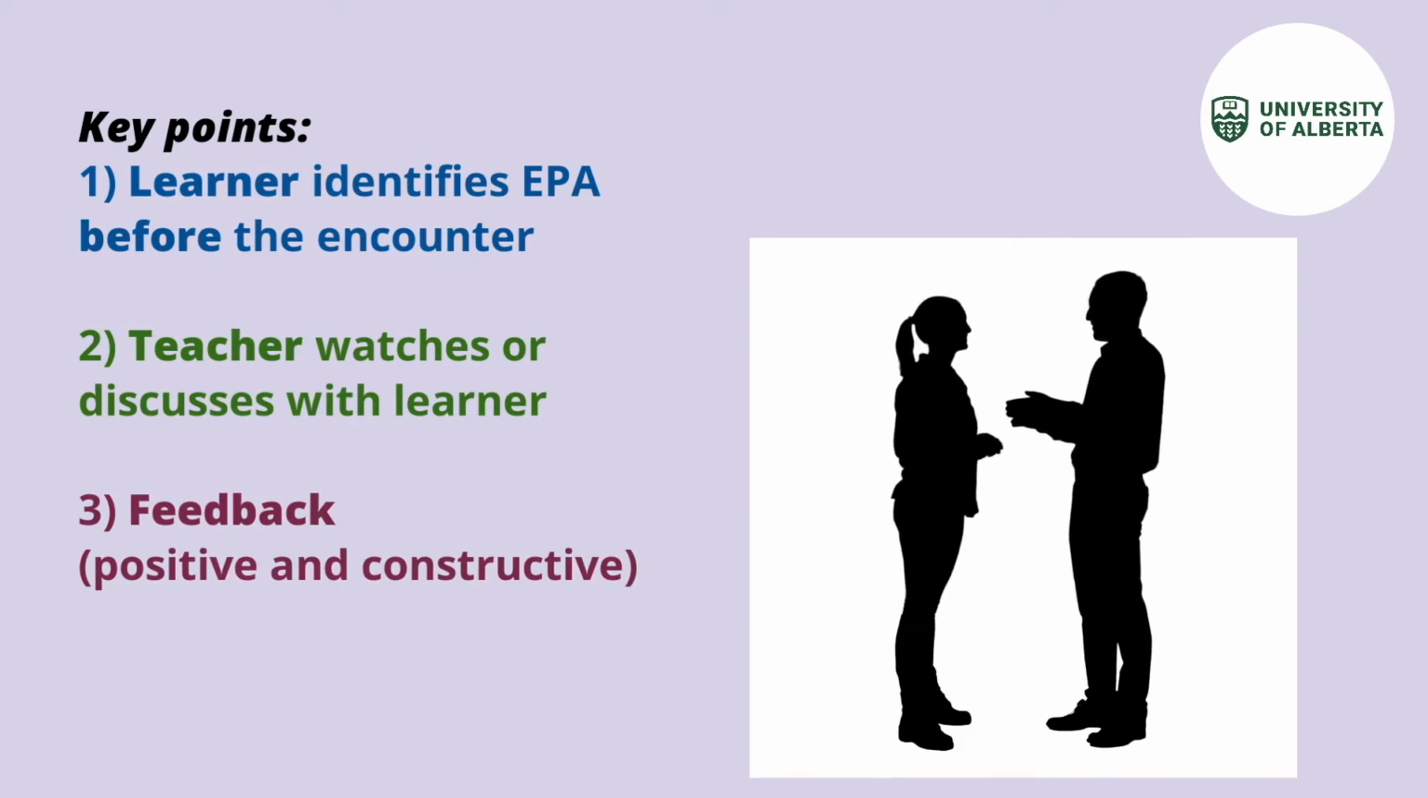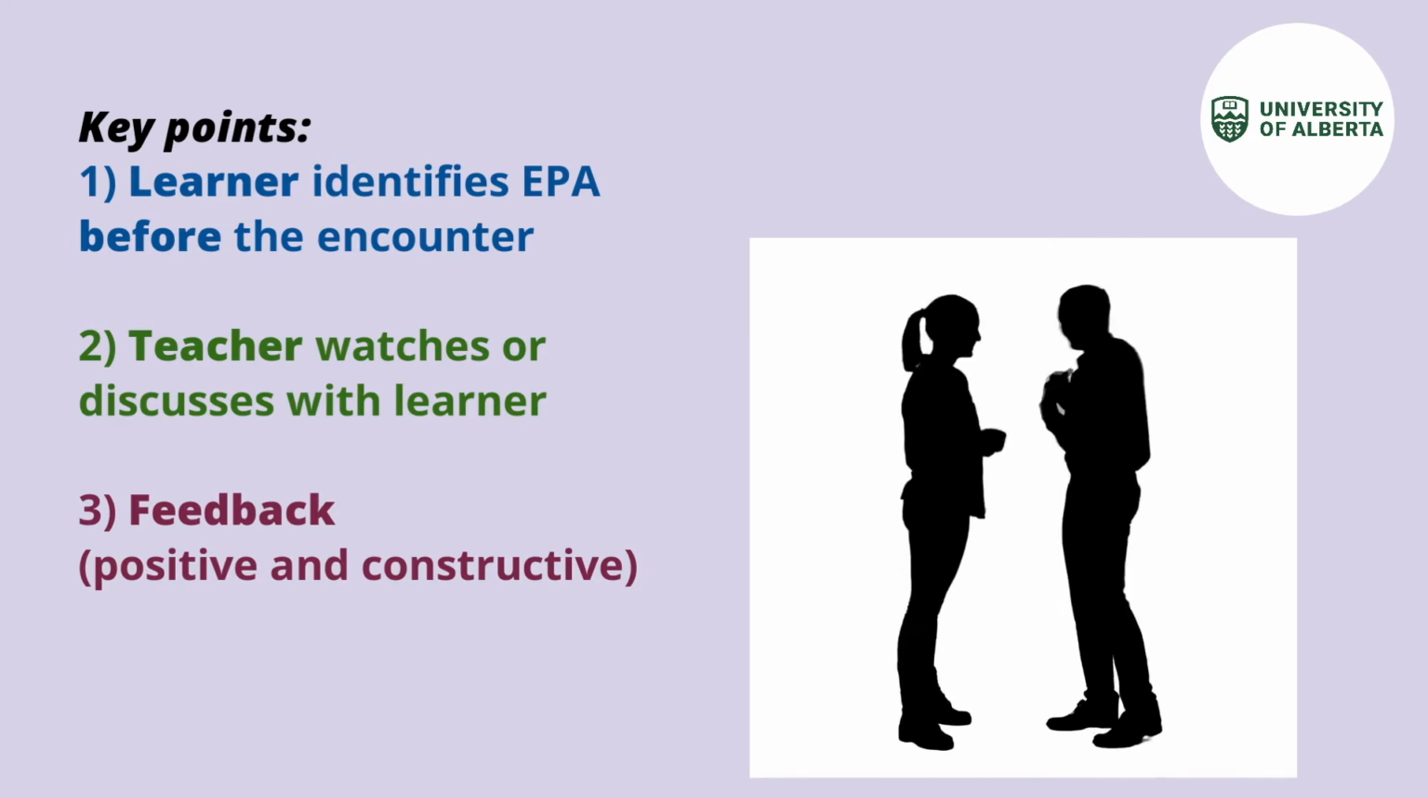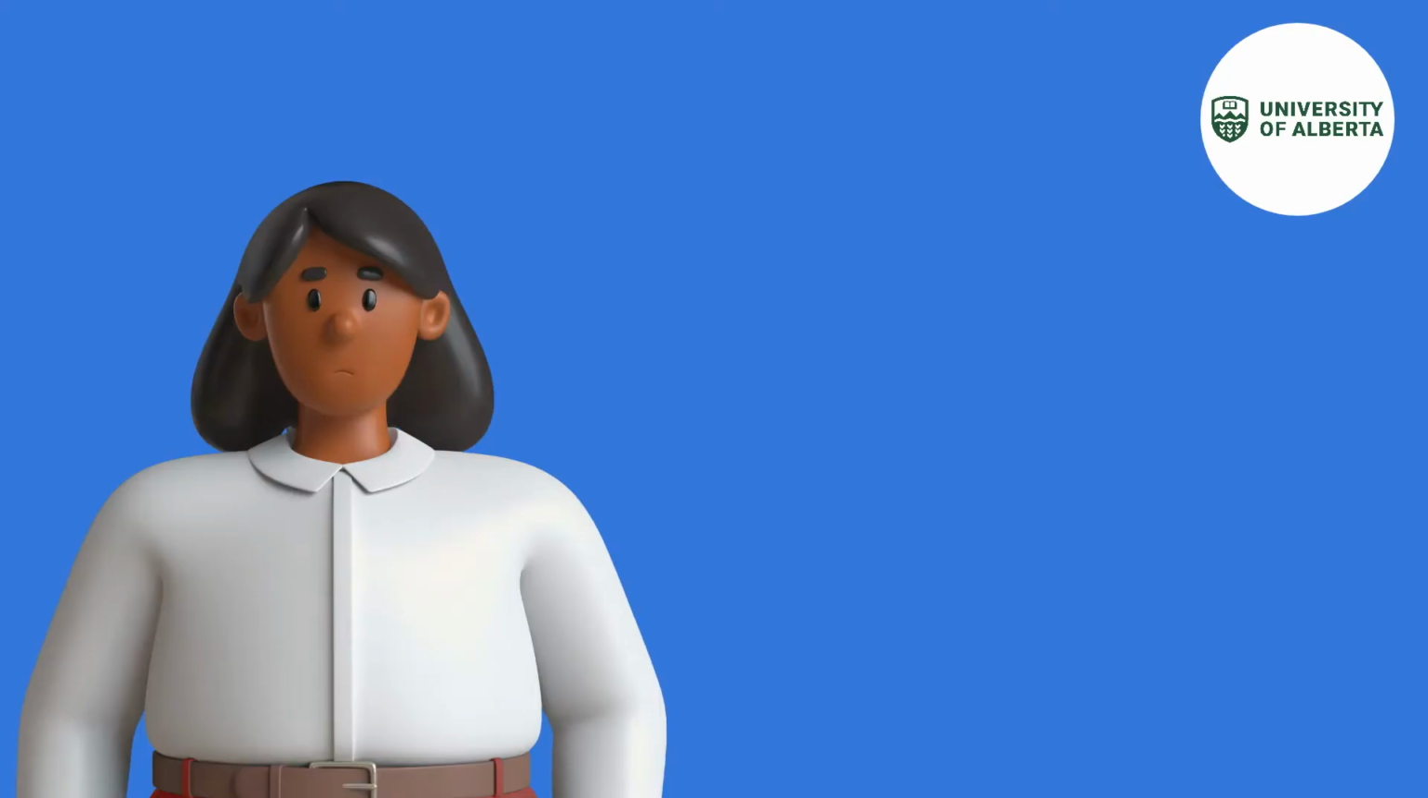First, the learner identifies an EPA before the encounter and explains if it's direct or indirect. Then the teacher watches or discusses with the learner depending on the EPA, with the frame of reference being a fairly independent student at the end of their clerkship. And then you give feedback, positive and something they need to work on.